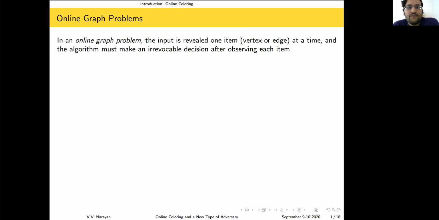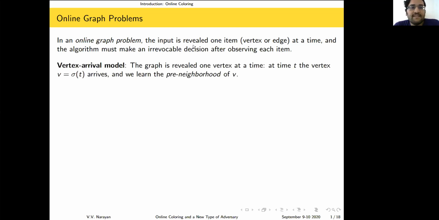So in an online graph problem, the input is revealed one item at a time, so one vertex or one edge at a time. And the algorithm must make an irrevocable decision after observing each item. We'll be looking at the vertex arrival model, where the graph is revealed one vertex at a time. So at time step t, the vertex v, which is sigma of v for some permutation sigma, arrives, and we learn the pre-neighborhood of v. So we learn the adjacency status of v to all of the vertices that have arrived before v.